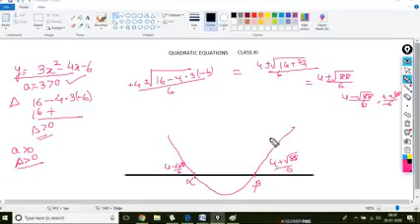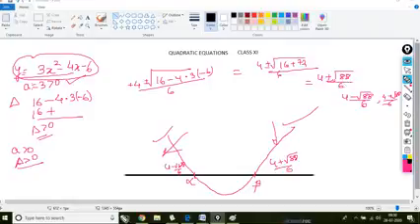Clear? So this expression will be drawn like this. For these x's, it is greater than 0. Sorry, for these x's it's greater than 0. These x's also greater than 0. In between these two, it is negative.